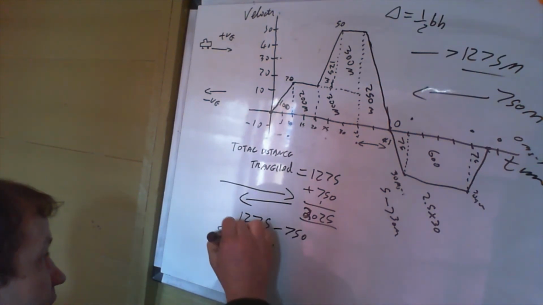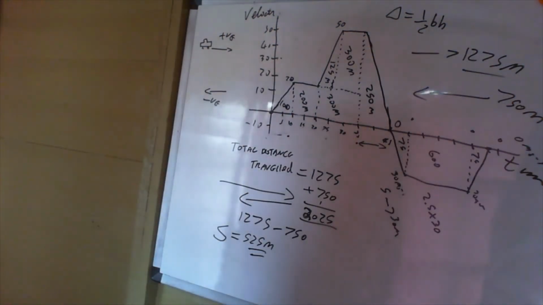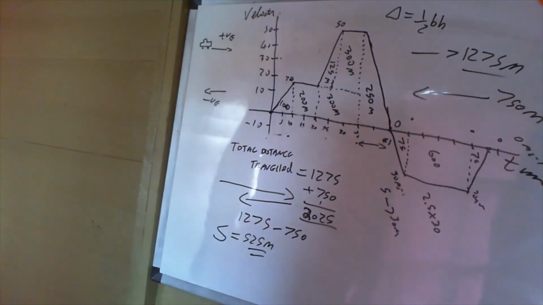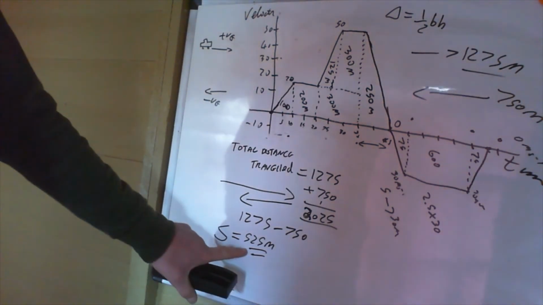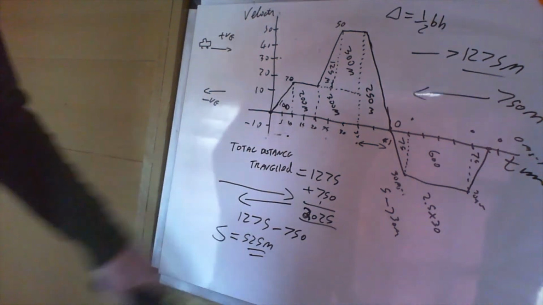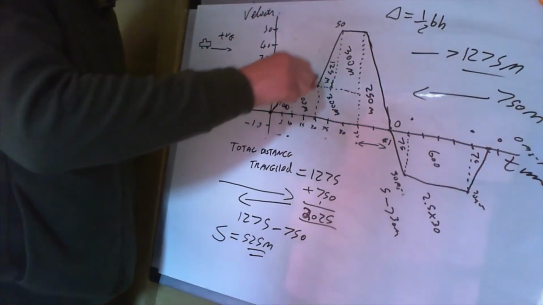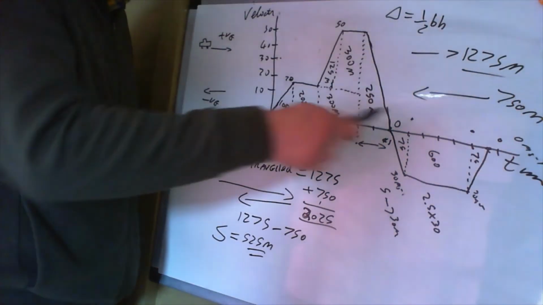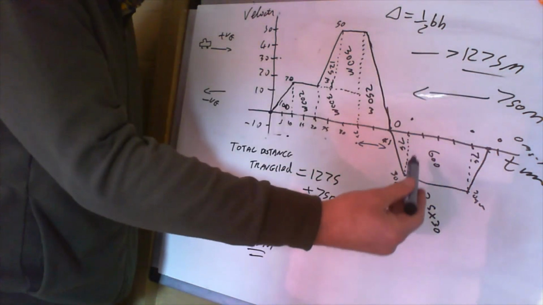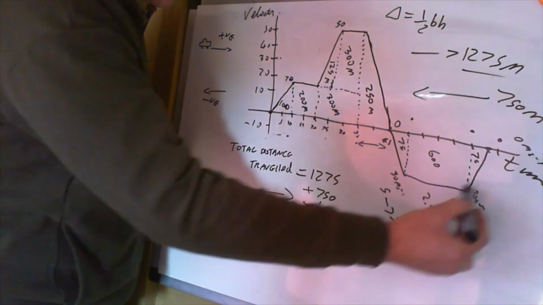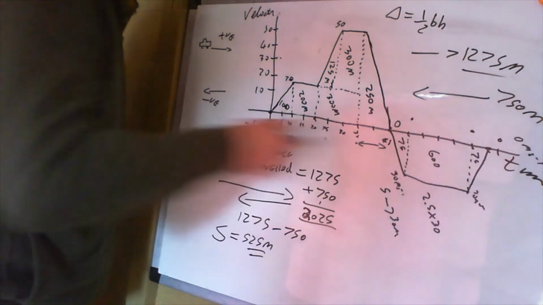So his displacement is 525 meters. In other words, that's how far he's going to have to walk home. Because he went 1275 meters that way, and then underneath here, he did 750 meters in that direction.